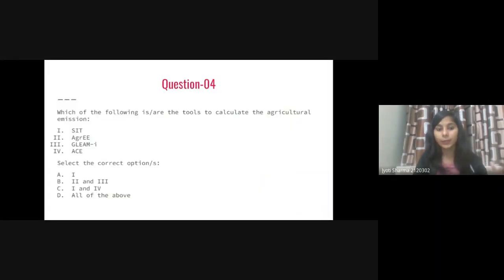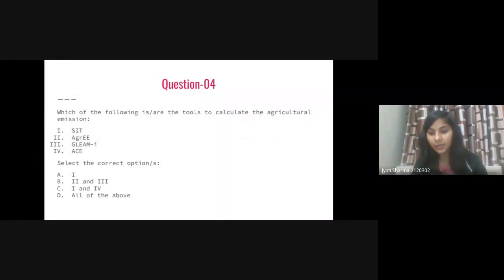Okay, so that was how you can calculate your emission inventory for agriculture. And we have some tools for the agricultural emission calculation. So the next question is related to that. Which of the following is or are the tools to calculate the agricultural emission? We have the options SIT, AGRI, GLEAM-i, ACE. So I want to see which one is the correct answer.